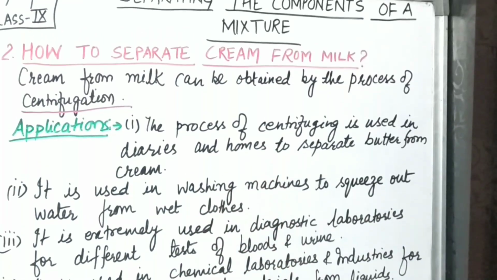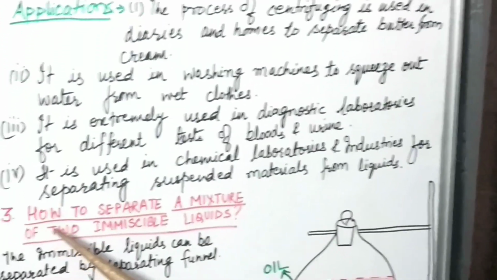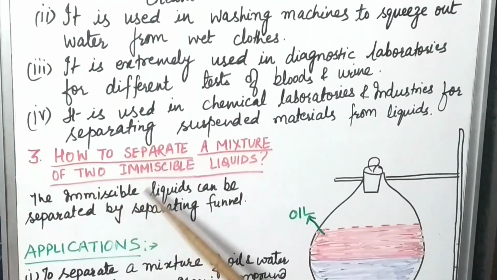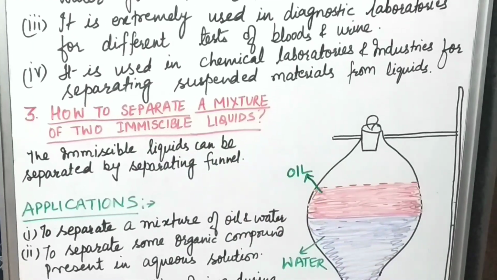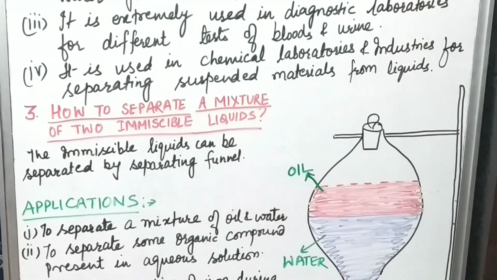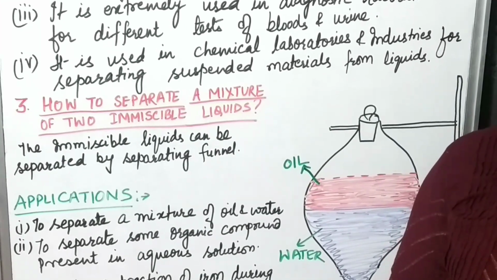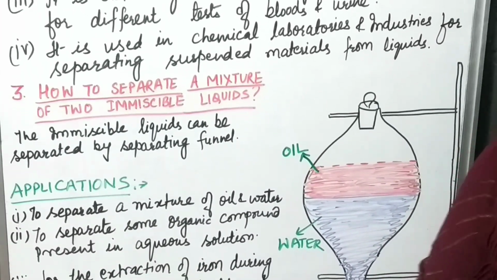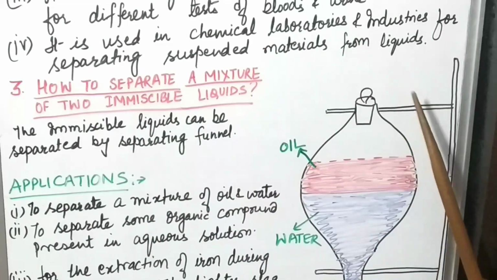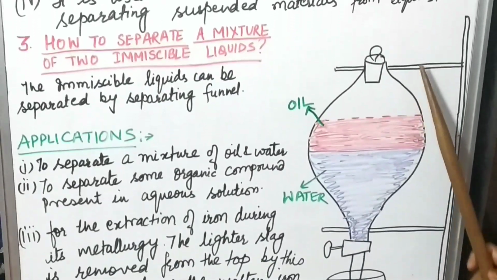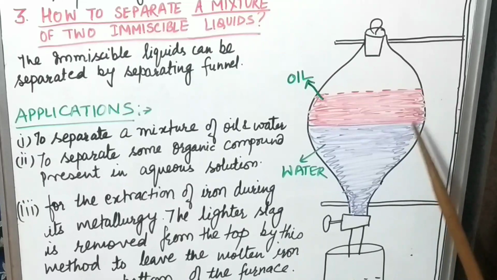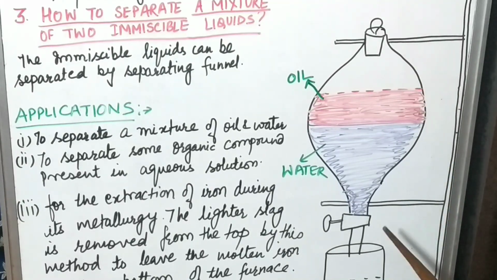Now moving on to the third process, that is how to separate a mixture of two immiscible liquids. Two immiscible liquids, can you guess their names? Of course, water and oil. Understood? So here I have drawn this figure, and this is nothing but a separating funnel. This apparatus is termed a separating funnel.